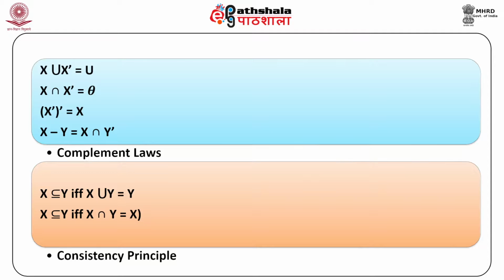The consistency principle, being the last, implies that X is a subset of Y if and only if X union Y is equal to Y, and X is a subset of Y if and only if X intersection Y is equal to X.